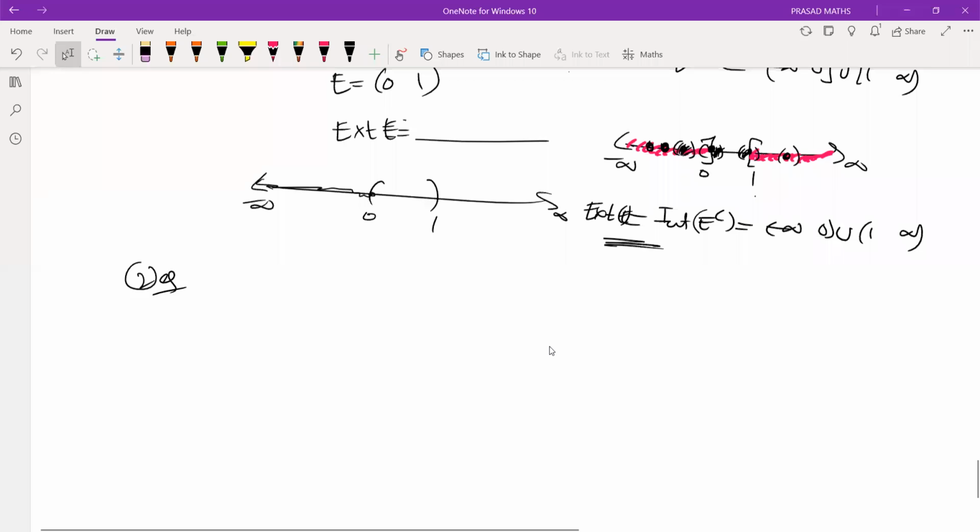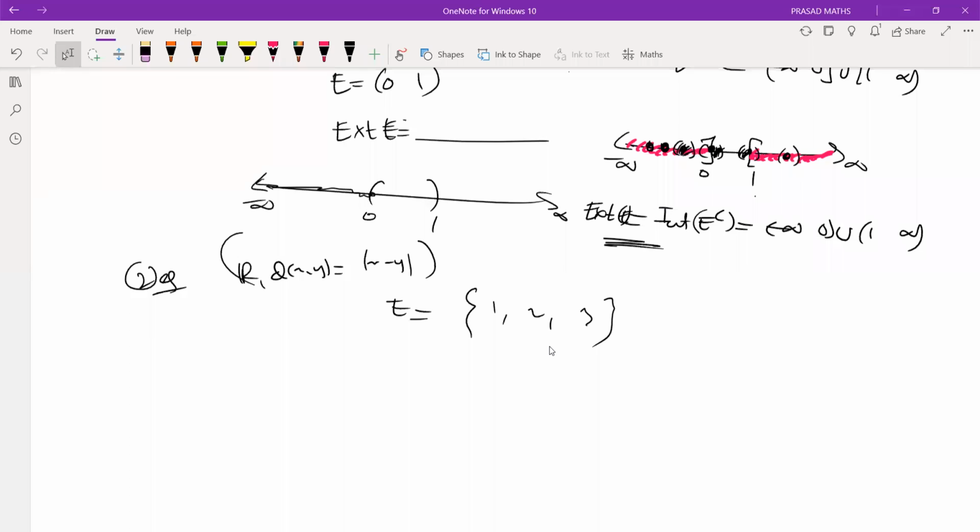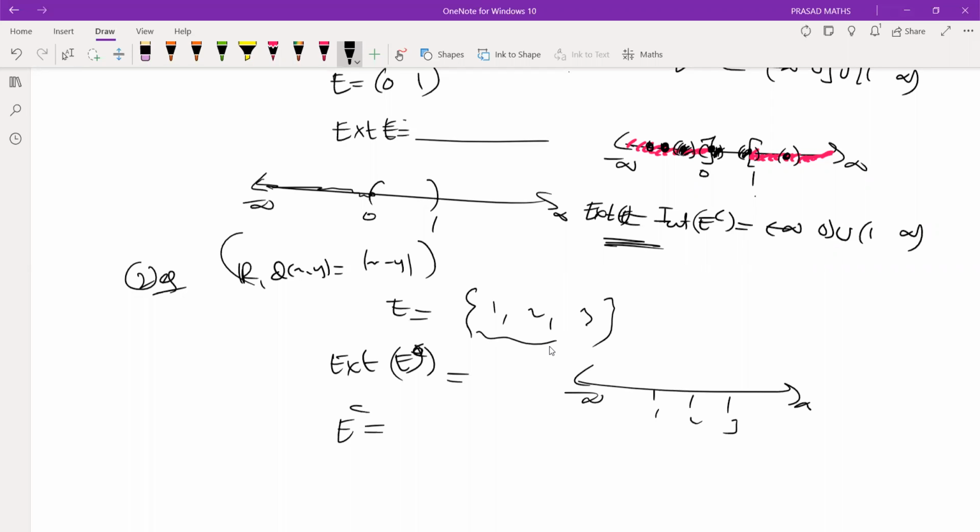Suppose you take the same R, and now take a finite set for the sake of convenience. What is the exterior of the set? First look at the complement. What is the complement of the set? Excluding 1, excluding 2, and excluding 3. This is my complement.